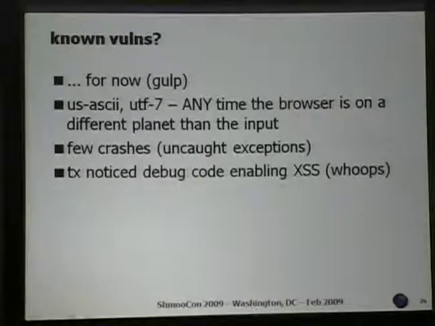So why won't this catch US ASCII? Well, because anytime your security mechanism is living on a different planet than the input that comes in... I mean, US ASCII just looks like text to me. It just looks like alphanumerics and pluses and dashes. So Anti-Samy is not going to catch that. So that's a response header problem.